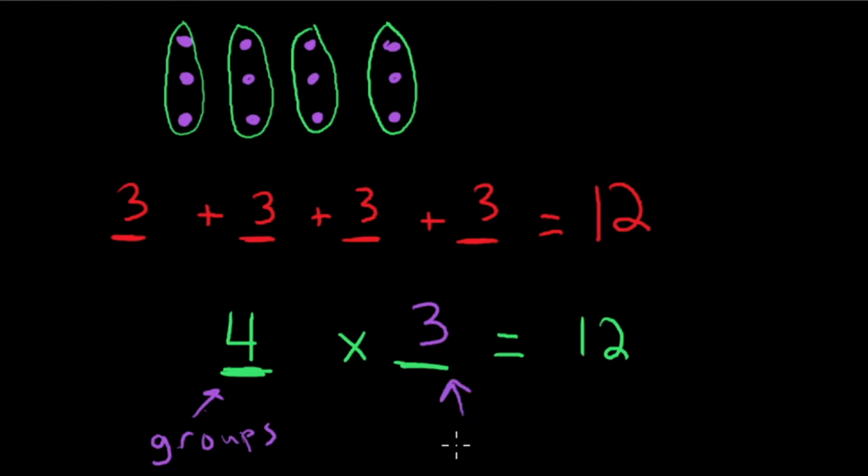And then this here is the number in each group. There we go. So 4 times 3 is going to give us 12. Notice, we added 3 4 times. 3 plus 3 plus 3 plus 3. We added 3 1 time, 2 times, 3 times, 4 times. That's where we got 4 times 3, and that gives us 12.